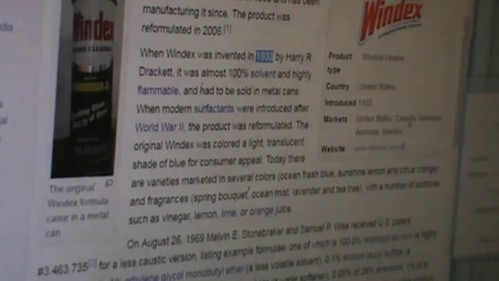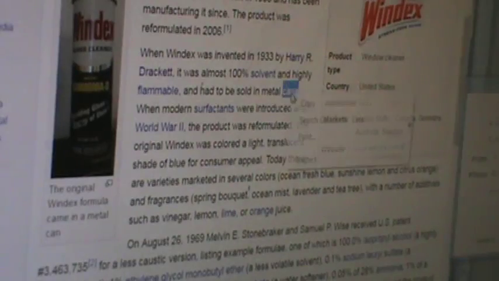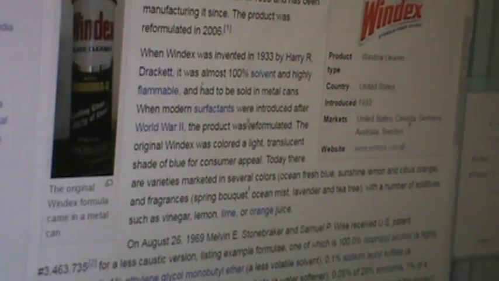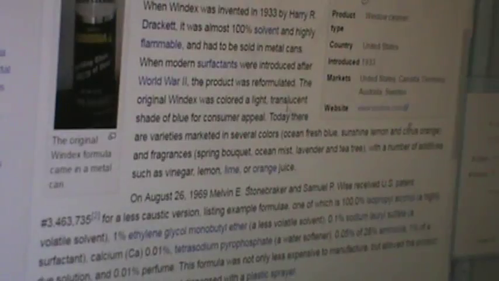It was almost 100% solvent. We solved solvent in this video for Christ. Or for Father. Yeah, for Christ. It was almost and highly flammable. It had to be sold in metal cans. Oh, yeah. Cans, plural, Father. I'm just going to try and read a bit more now. Oh, so it was originally colored blue, as it should be. Blue is plus one for Father.